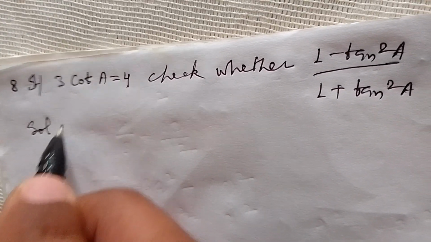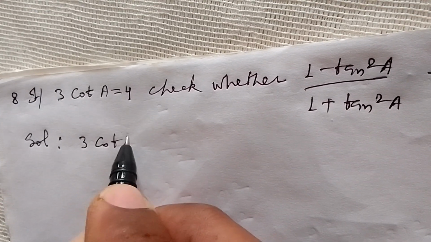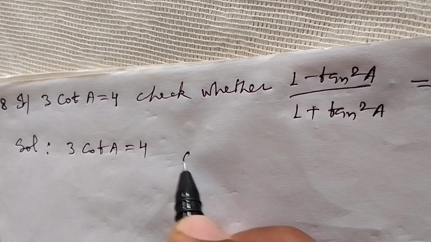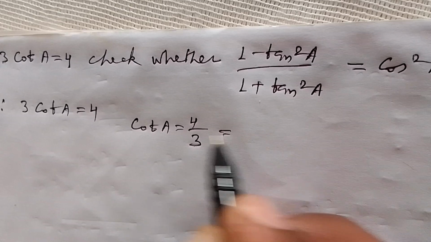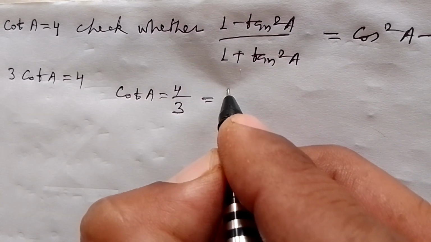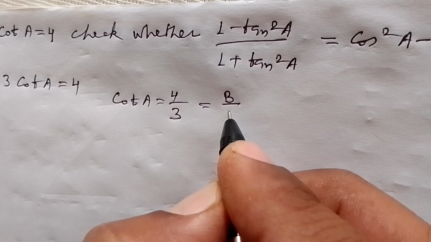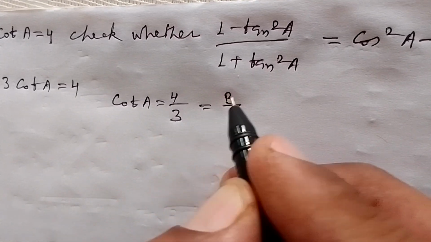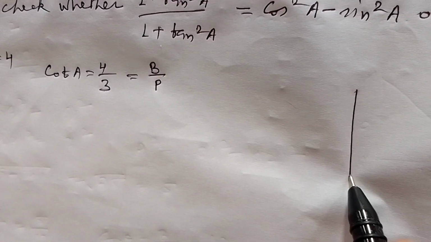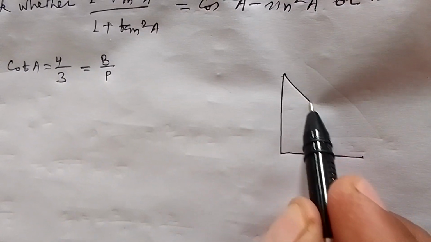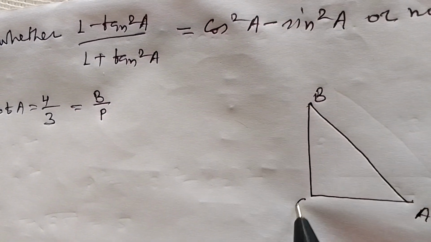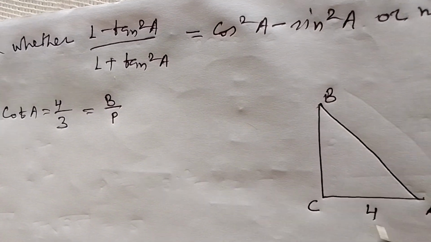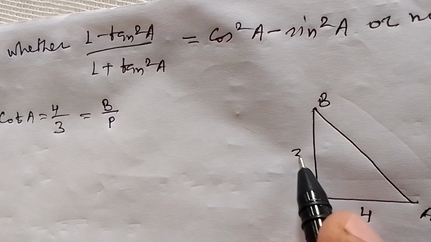So the solution of this question is as per given. 3 cot A is equal to 4. It can be written as cot A is 4 by 3. We know that cotangent or cot is base upon perpendicular, opposite to tangent. So the triangle we construct from this is ABC. Base is 4 and perpendicular is 3.